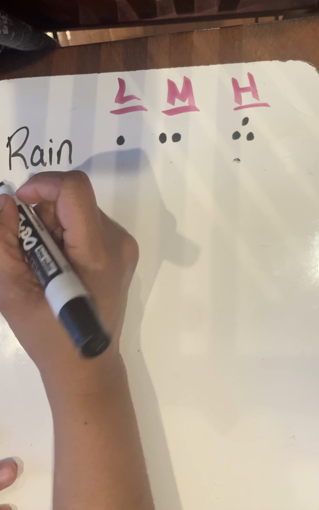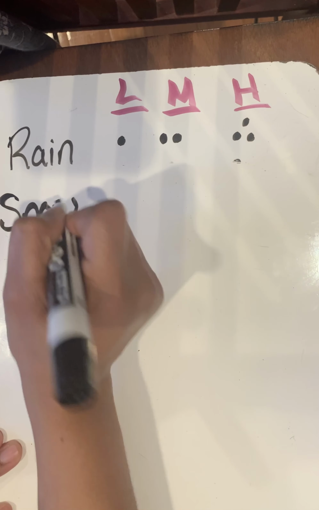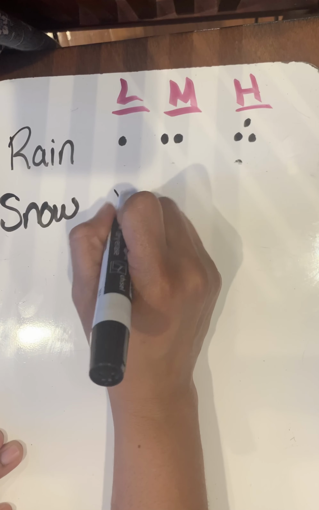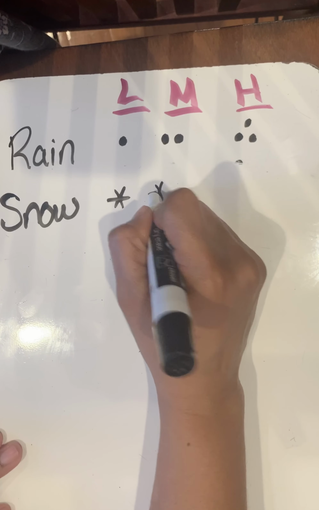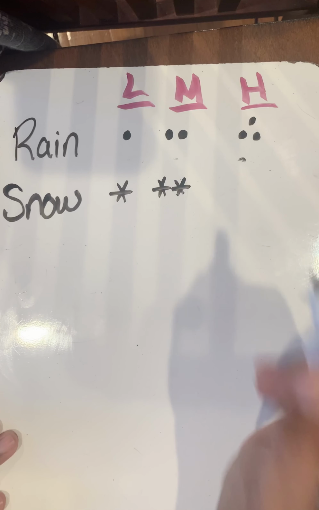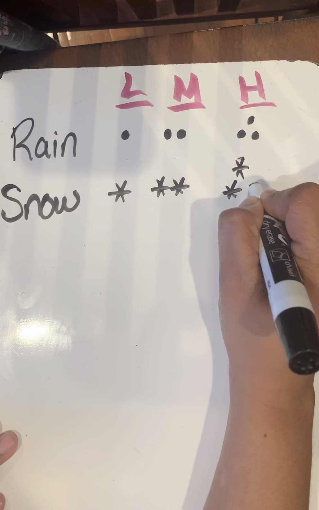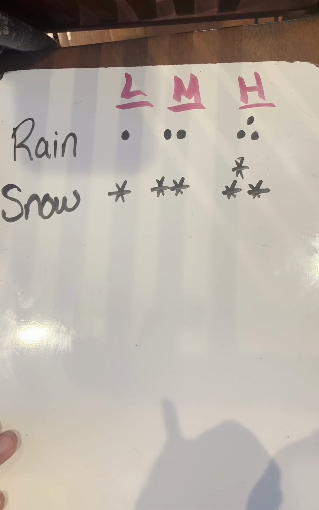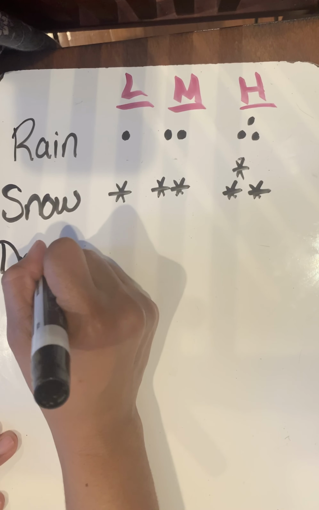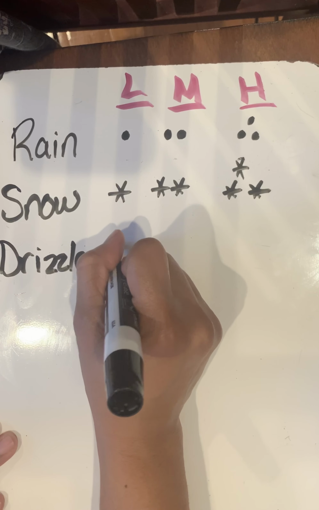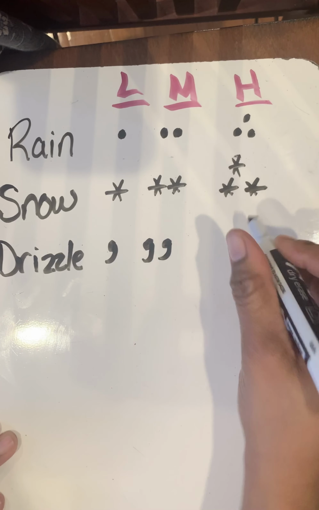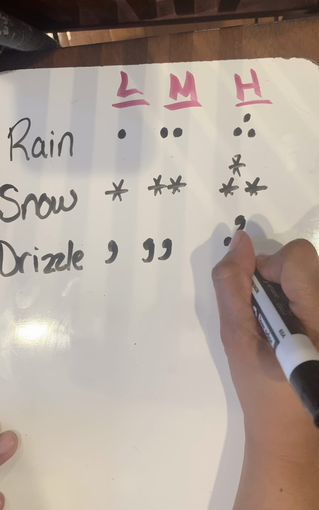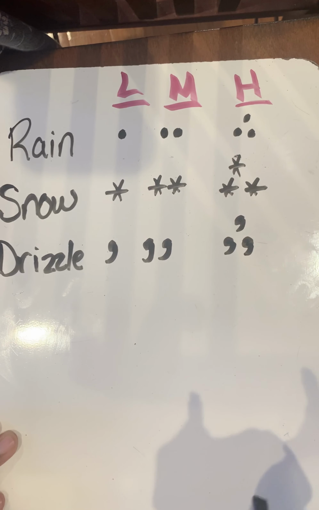Now we have snow. Snow is like that. That's light. So what do you think medium's gonna be? Yep, two. And heavy? Exactly, three. We can do drizzle, which is a light rain. That's an apostrophe or a comma, depending on how you're looking at it. So we've got light, medium, and heavy.